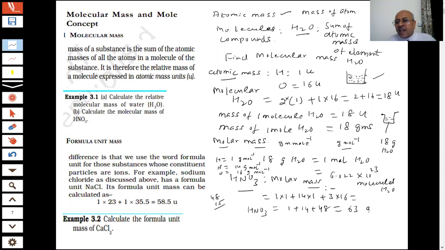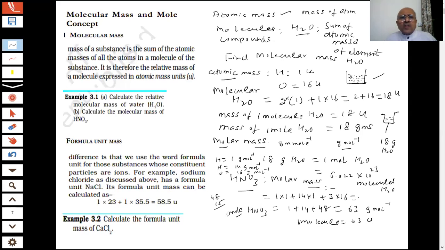Then what you write is gram per mole. If I write 63 U, student, then it is the mass of one molecule. One molecule mass is 63 U and one mole. When I use one mole, then I write gram per mole, 63 gram per mole. So there are 63 grams in one mole of HNO3.